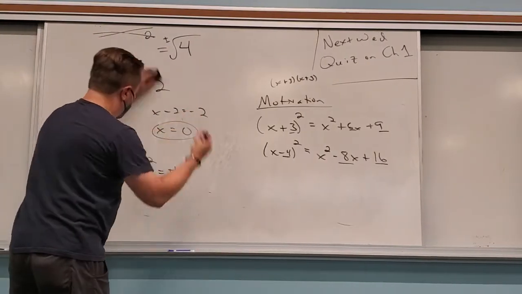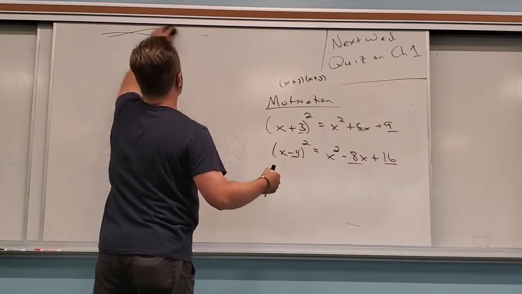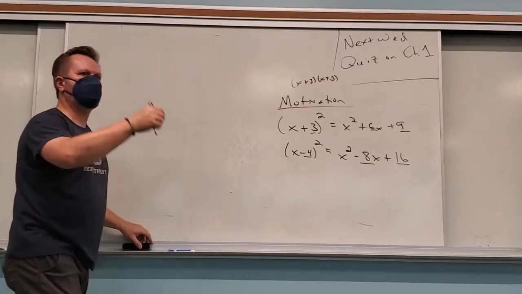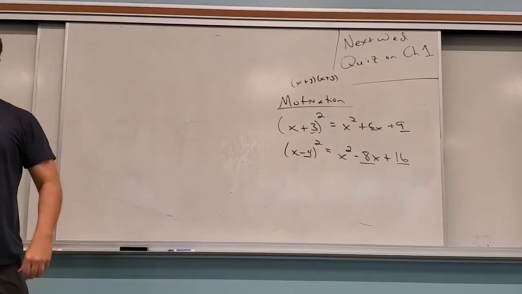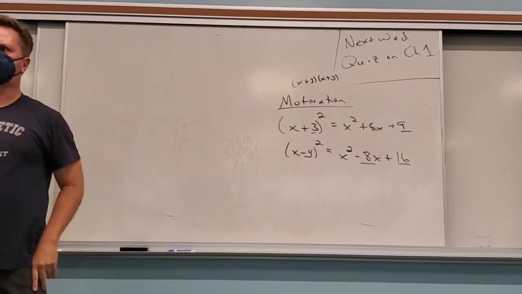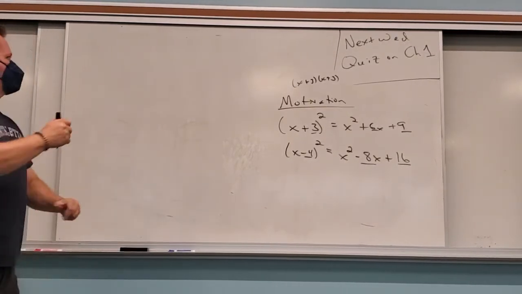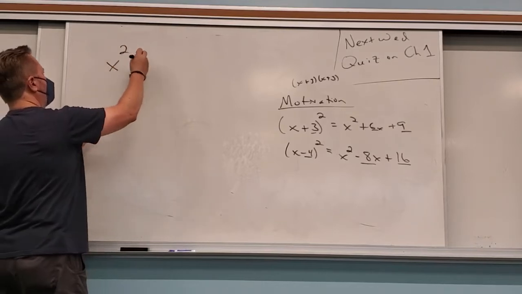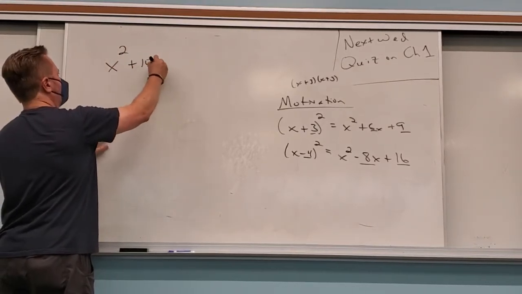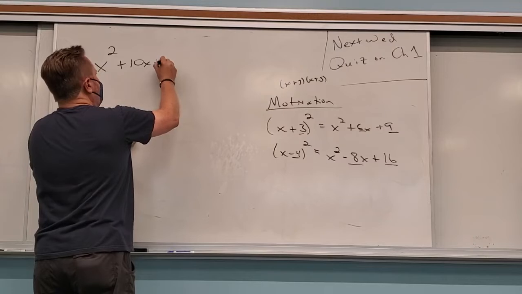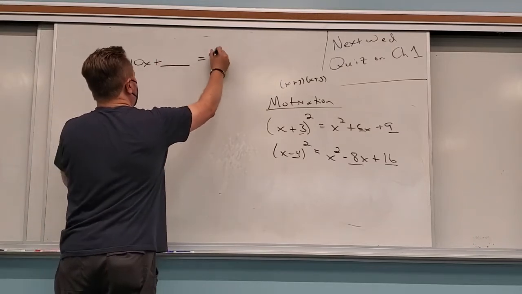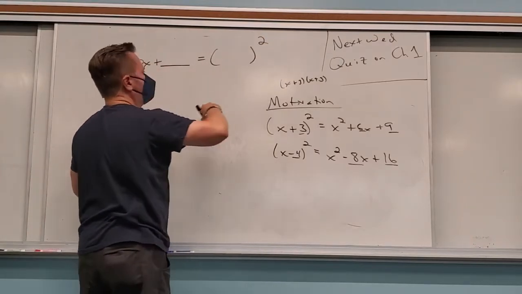And this is the real fundamental of what math is about, noticing patterns and then making rules out of those patterns. So I don't have to do the whole thing every time. I can just use the rule I made up. So if I have x squared plus 10x, what would I have to add to it to make it factor nicely?